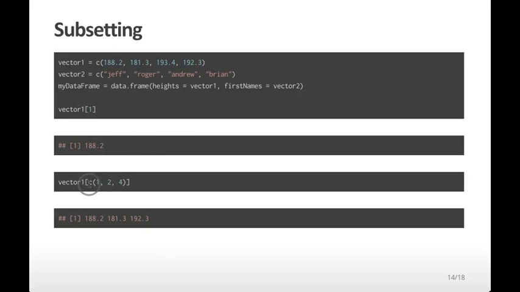Similarly, I can use the concatenate function to look at indices of particular values. So suppose I wanted the first, second, and fourth values of the vector1 variable. I can then subset vector1 using the same hard bracket command and passing it the indices 1, 2, and 4, suggesting which values in that vector I would like to access.